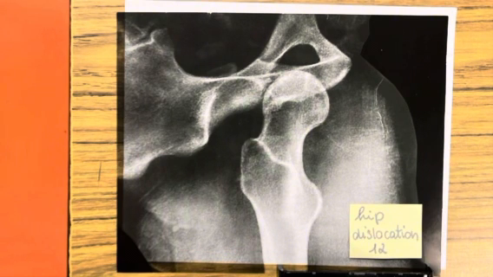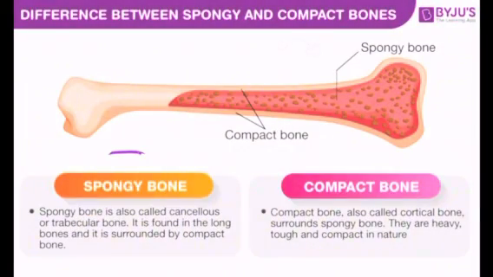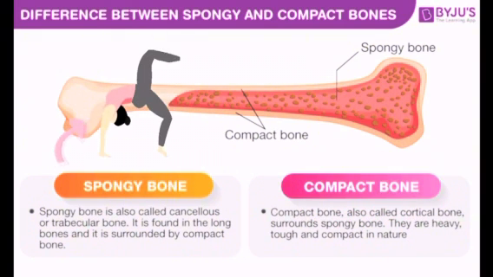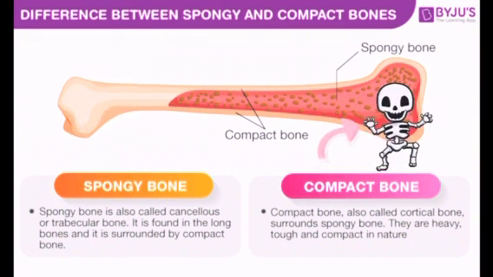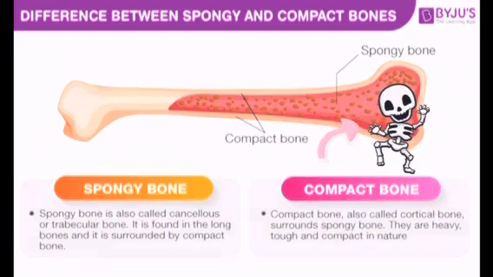Spongy bone is also called cancellous or trabecular bone. It is found in the long bone and is surrounded by compact bone. On the other hand, compact bone, also called cortical bone, surrounds spongy bone. They are heavy, tough, and compact in nature. Spongy bone helps with flexibility, while compact bone helps with structural purposes.